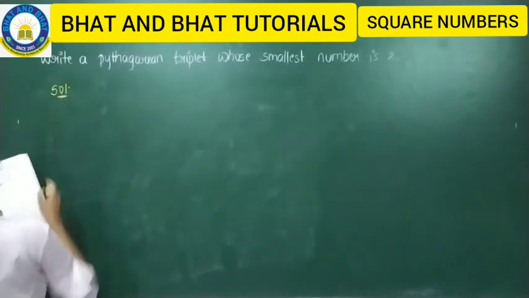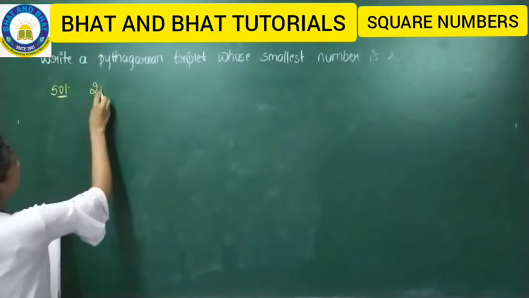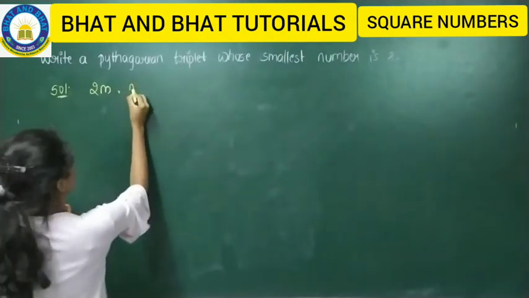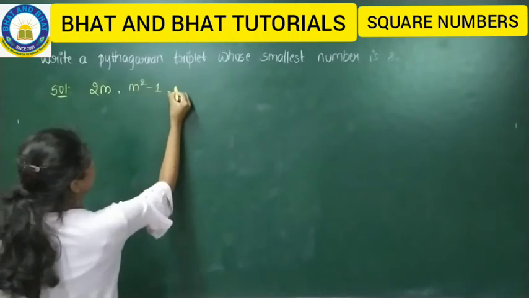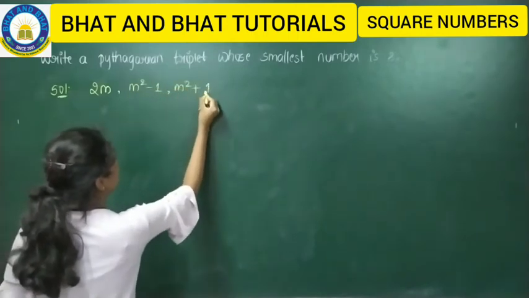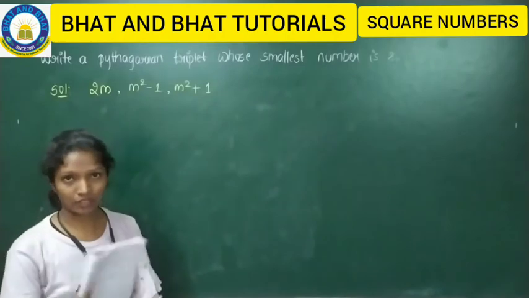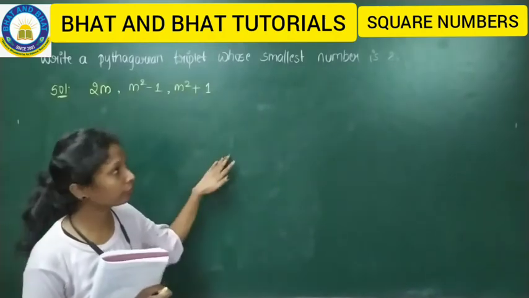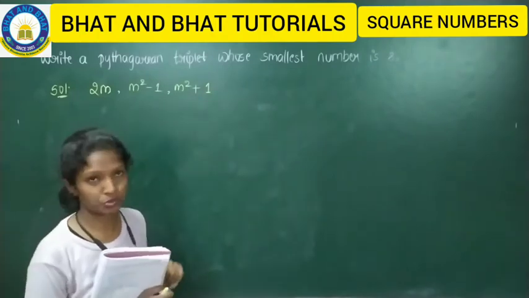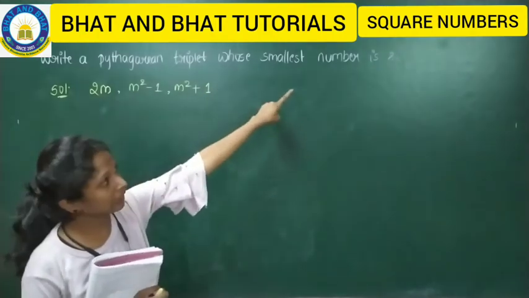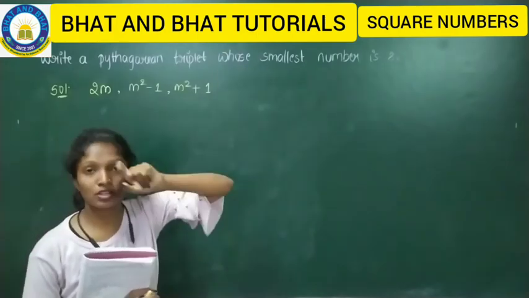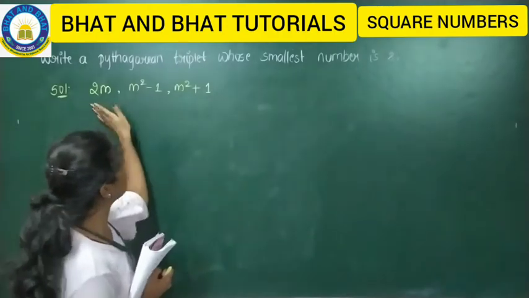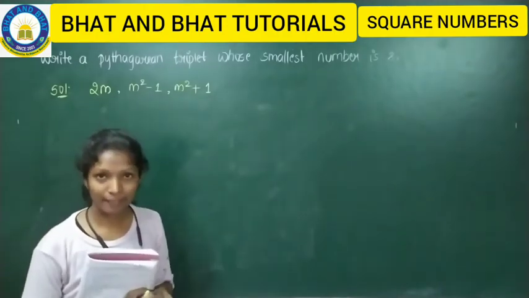Solution. So now 2m, m square minus 1, m square plus 1. This is the general form, correct, as we have discussed. With the help of this general form, we can find the Pythagoras triplet. They are telling in the hint that the smallest number is 8. So what do you mean by this? That means we can tell that 2m is 8, right, easily?